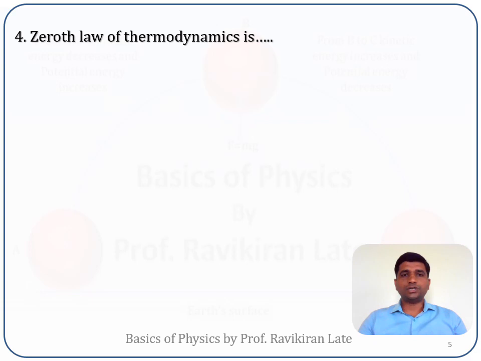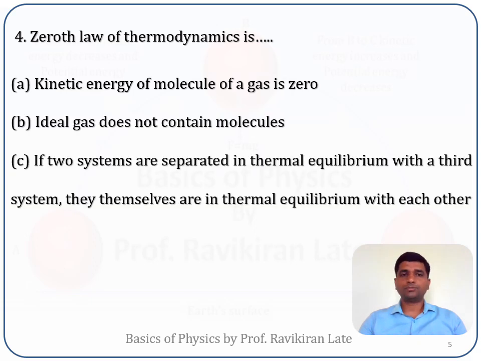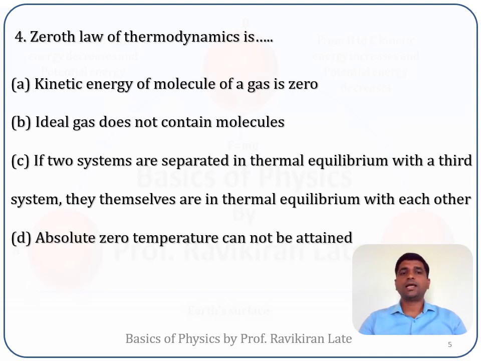The next question is, the zeroth law of thermodynamics. Option A, kinetic energy of molecules of gas is 0. Option B, ideal gas does not contain molecules. Option C, if two systems are separately in thermal equilibrium with a third system, then they themselves are in thermal equilibrium with each other. And option D, absolute zero temperature cannot be attained.